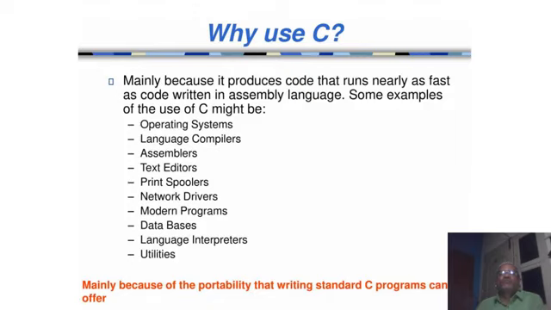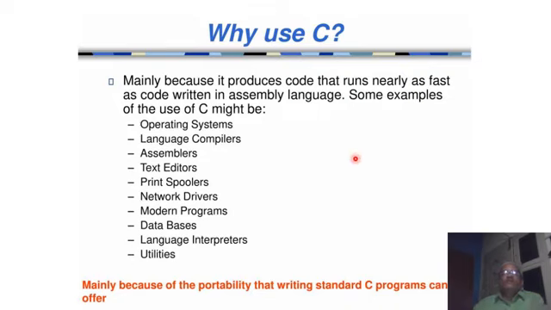Okay, now we are going to see why use C. Mainly because it produces code that runs nearly as fast as code written in assembly language. Some examples of the use of C might be operating systems, language compilers, assemblers, text editors, print spoolers, network drivers, modern programs, databases, language interpreters, and utilities. Mainly we are using C because of the portability that writing standard C programs can offer. That is called portability.